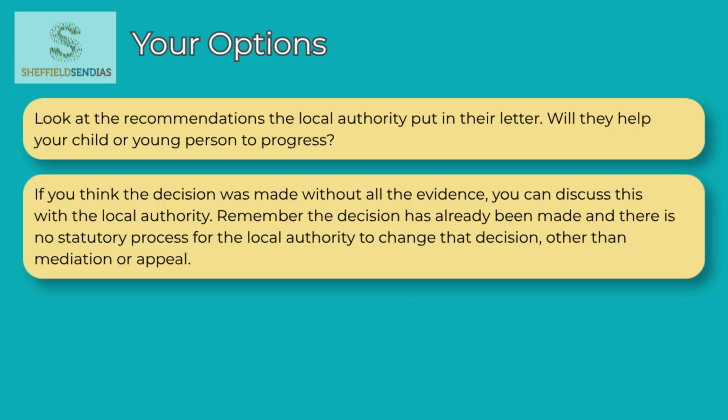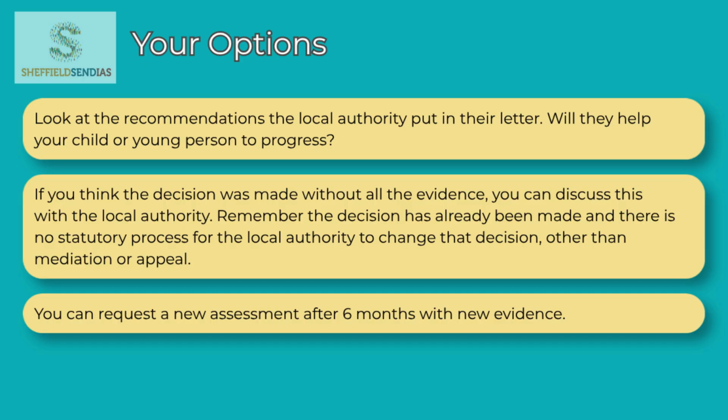If you speak to the local authority and they say that they will look at the late information when it comes in, remember that the decision has already been made not to issue a plan, and there is no statutory process for the local authority to change that decision other than through mediation or an appeal.